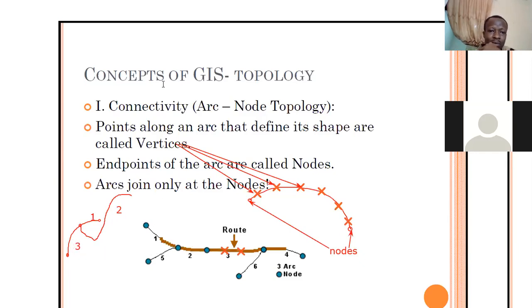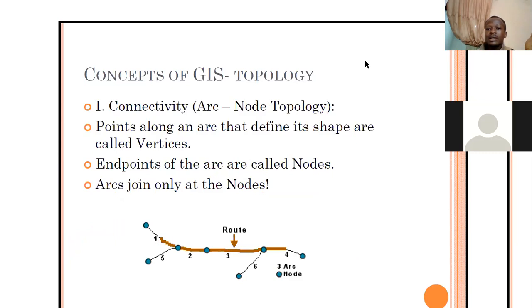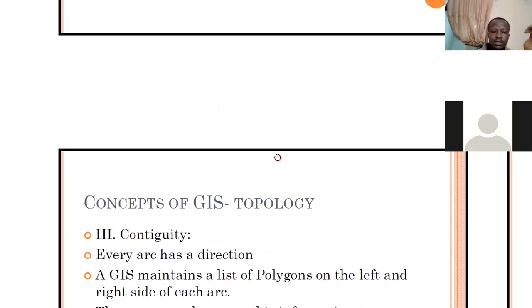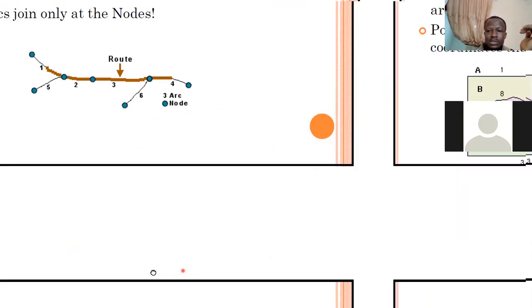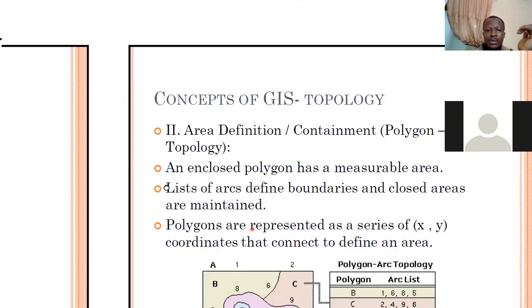Now, what does it mean? It means that if this is one whole arc, then there are two nodes along it, and the rest are actually vertices that define the shape of the arc. You have more vertices here, and here too you can have a few vertices. So this is the idea of connectivity. Is that all right? We are going to go on and look at the other one, which is containment, the area definition.